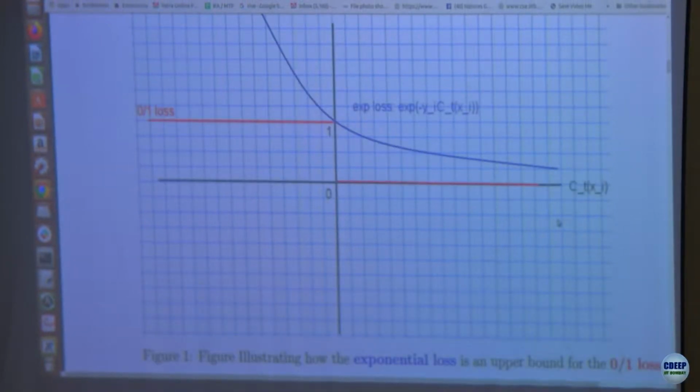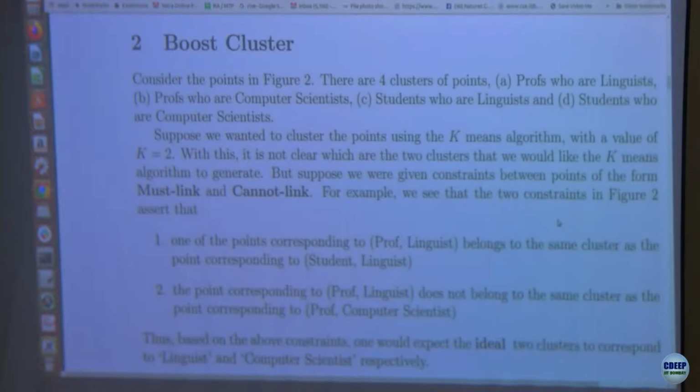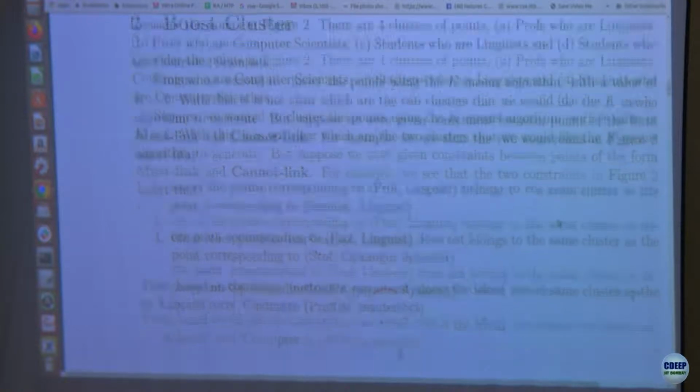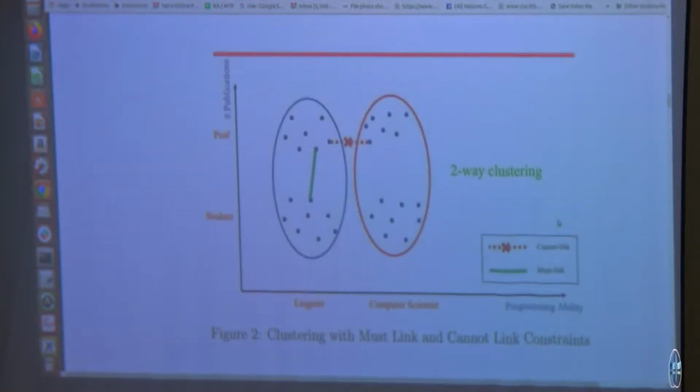So, tutorial problem 2 is about applying the same boosting paradigm, but for clustering. In figure 2 there are 4 clusters, I mean there are 4 coordinates, so to speak. A person can be a linguist or a computer scientist, but a linguist could be a student, a linguist could be the instructor or a prof, likewise with computer scientist. Now, I want to do effective clustering. What I am going to give in addition to just these points are some constraints, must link and cannot link.